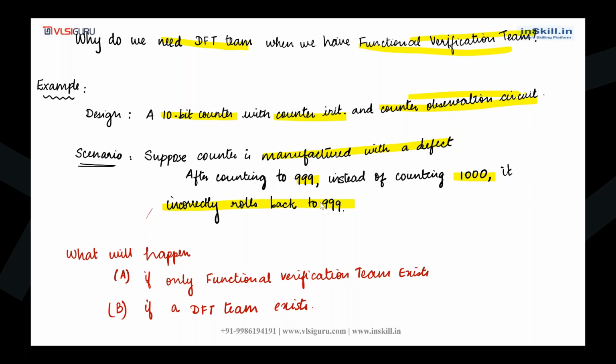The scenario is, suppose the counter is manufactured with a defect, so that after counting 999, instead of counting 1000, it incorrectly rolls back to 999. In this particular case, we will try to understand what will happen if only a functional verification tool exists, and what will happen if a DFT tool exists.